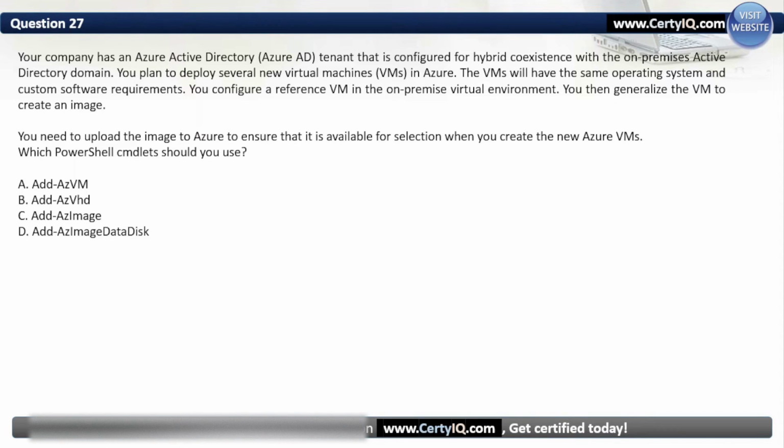Question 27. Your company has an Azure AD tenant that is configured for hybrid coexistence with the on-premises Active Directory domain. You plan to deploy several new VMs in Azure. The VMs will have the same operating system and custom software requirements. You configure a reference VM in the on-premises virtual environment. You then generalize the VM to create an image. You need to upload the image to Azure to ensure that it is available for selection when you create the new Azure VMs. Which PowerShell cmdlets should you use?